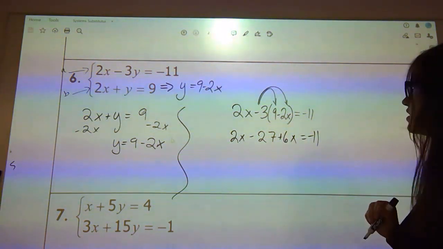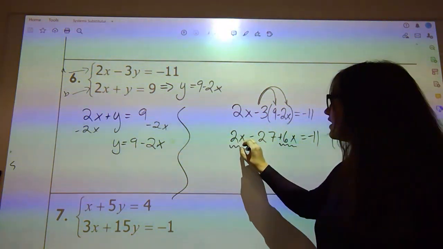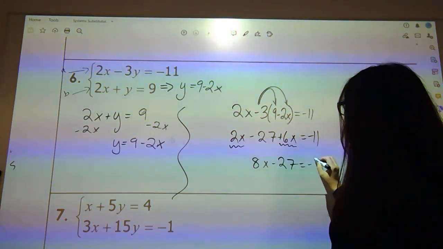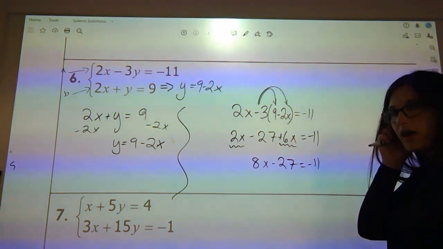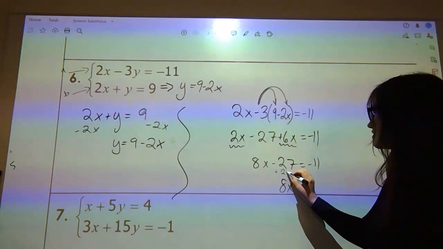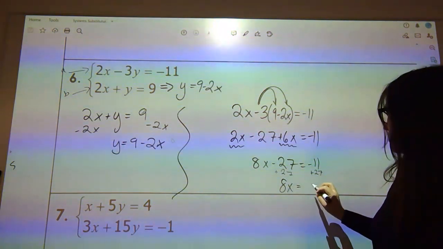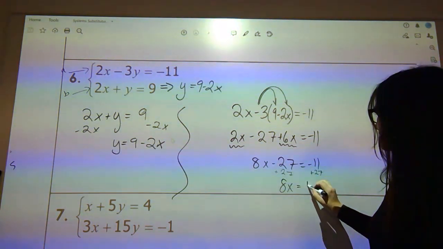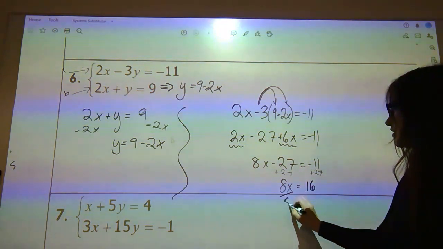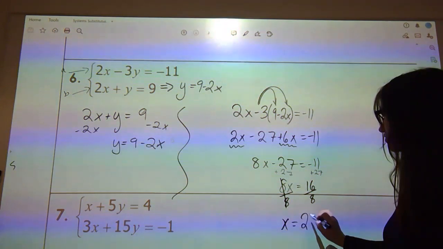All right, now we combine like terms that are on the same side, right? So I got 8x minus 27 equals -11, okay? 8x, I gotta add 27 to both sides, sorry about that. 8x is equal to a positive 16. Okay. Now finally divide by 8. Those go away. X equals 2.